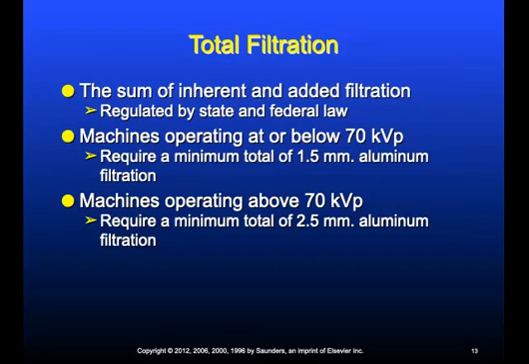So machines operating at or below 70 kVp are going to require about 1.5 millimeter aluminum filtration, while machines operating at above 70 kVp are going to require 2.5 millimeter aluminum filtration. Keep in mind that most modern equipment, especially ones that are used with digital X-ray sensors, aren't going to be used at anything above 70 kVp. In fact, most of them are anywhere between 60 and 70 kVp.